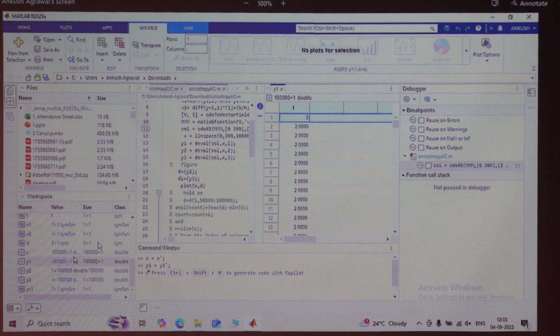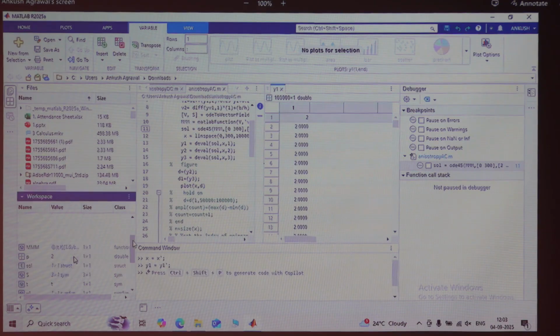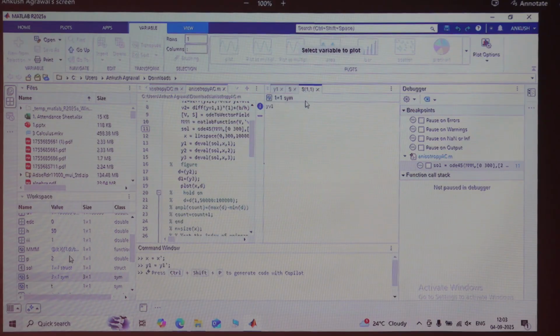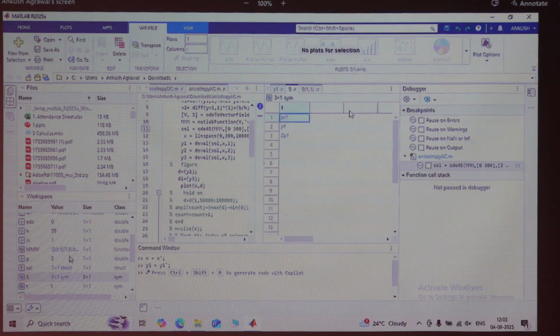Just show the S value. This one. So the first one in S is lambda viscous. So we are saying that you solve it. Now in Y1, just store the value of lambda viscous. In Y2, just store theta. In Y3, just solve it and store the value of d theta by dt. Get it? So just close it.